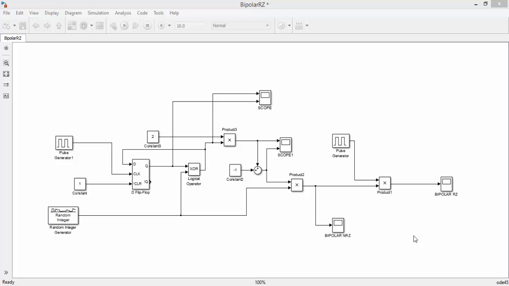Hello, today we will talk about bipolar, return to zero and non-return to zero. Bipolar is a zero no pulse and one alternative pulse between 1 and minus 1. If it's non-return to zero, it's a full width. If it's return to zero, we have a half width.